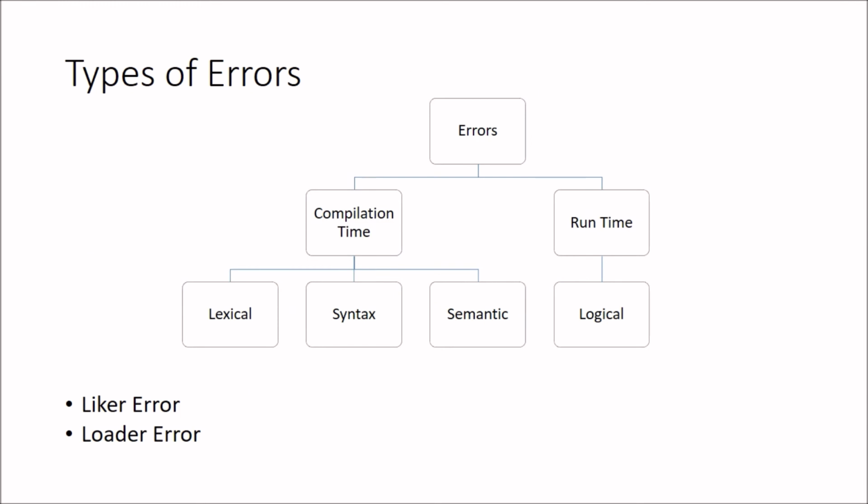Now, there are different kinds of errors, mainly compilation errors and runtime errors. Compilation errors are most important for the languages which use compilers, and runtime errors are important for both compiler-based languages and interpreter-based languages. Later on, I will discuss the errors in detail. For the timing, I have just given the terminology here.